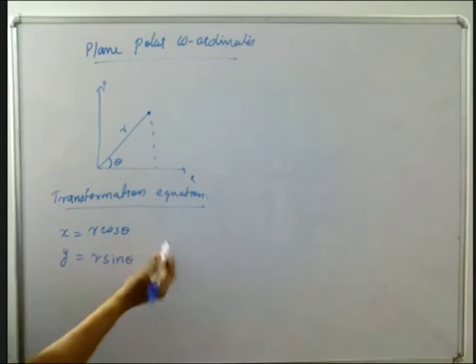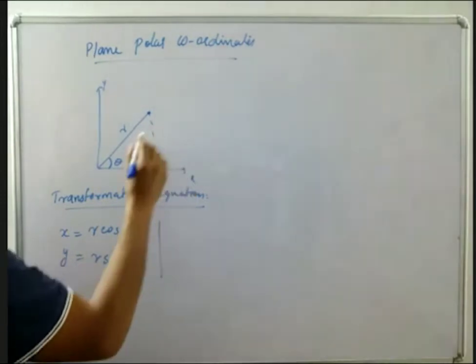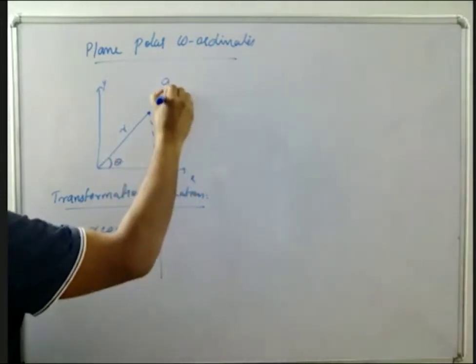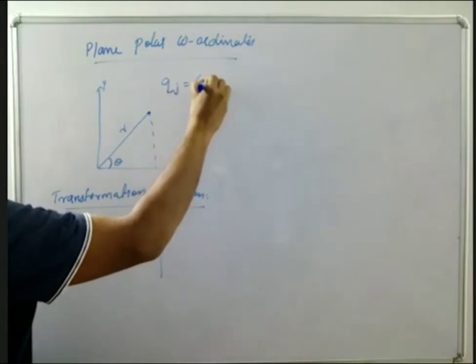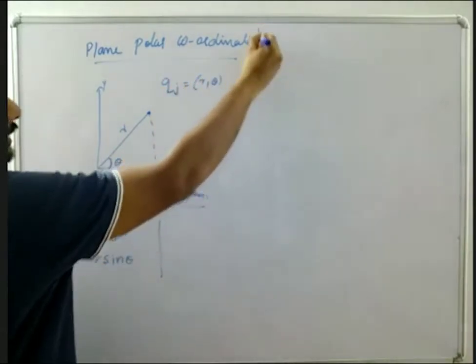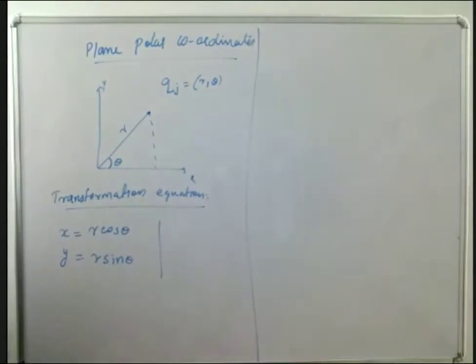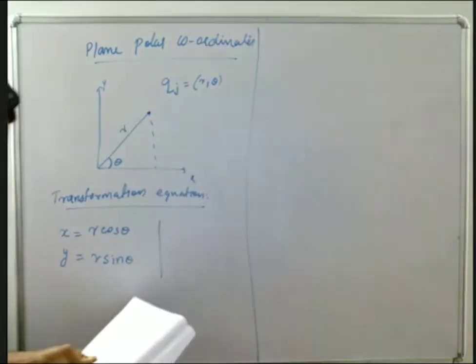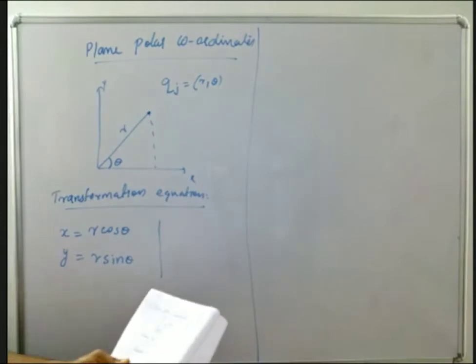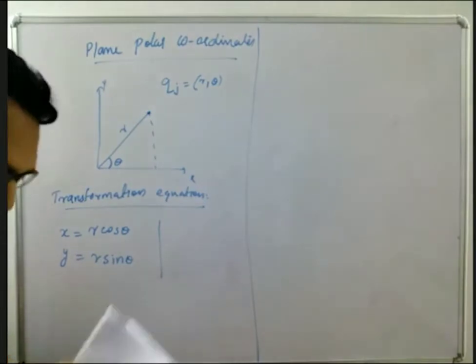So our generalized coordinates here are, we have taken r and theta. We can write this as qj is r comma theta. Now we can find the kinetic energy.